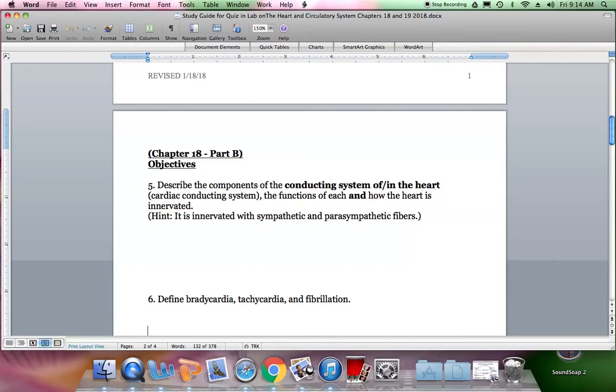Number 6, define bradycardia. Bradycardia is a slow heart rate. Tachycardia is a very fast heart rate. Fibrillation can be dangerous if it's ventricular fibrillation. It actually can be dangerous even if it's atrial fibrillation. Fibrillation is when the heart muscle cells are not contracting at the same time. So with atrial fibrillation, you have an irregular kind of heartbeat where some muscle fibers are contracting and others are not.